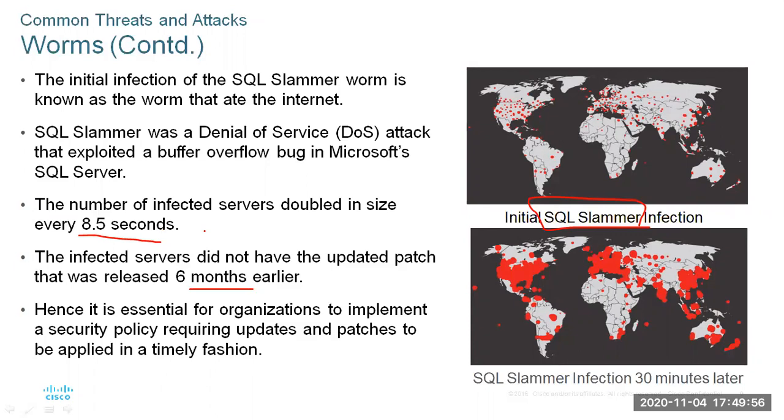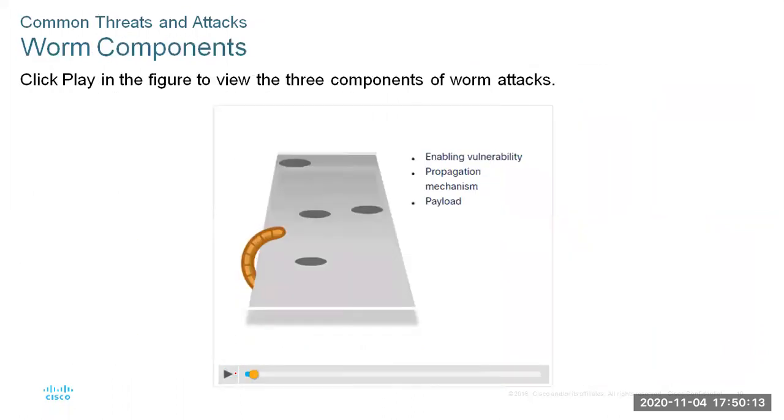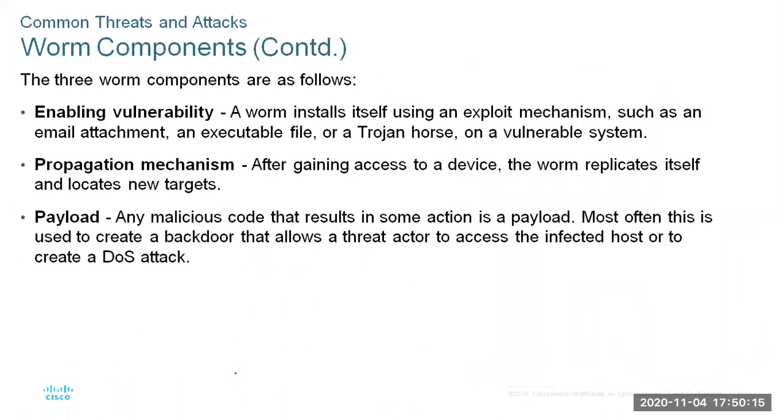Hence, it is essential for organizations to implement a security policy requiring updates and patches to be applied in a timely fashion, because you wouldn't know when the worm will come or how it's going to come. All right. So we have three components of a worm. It has what they call the enabling vulnerability. We have the propagation mechanism. That's how it spreads. Then we have the payload. That is actually the code itself, the problem itself.